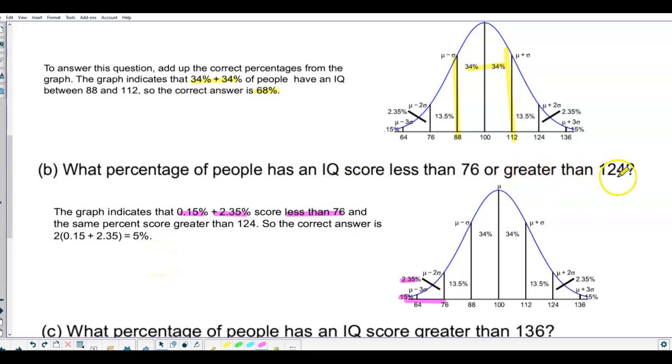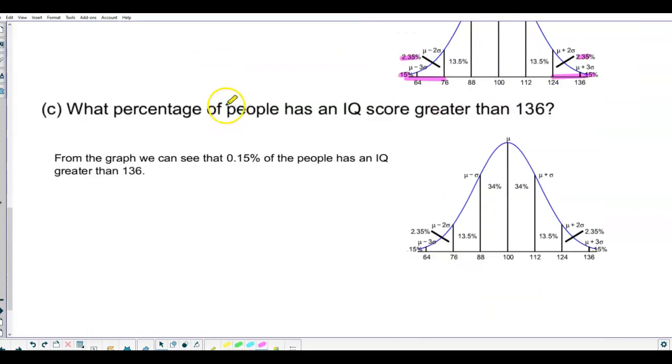And then we have to figure out greater than 124. So here is 124 or greater. That means 2.35% and 0.15% are also the same percentage for greater than 124. So the correct answer is taking 0.15 plus 2.35 and multiplying it by 2 to give us 5%. So 5% of the data has an IQ score less than 76 or greater than 124.